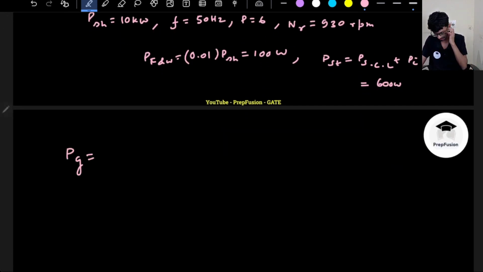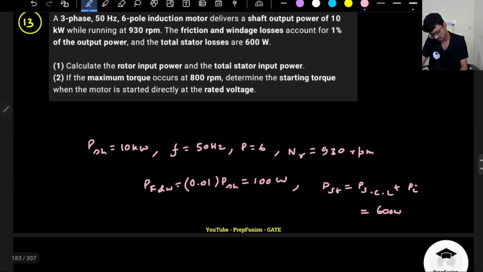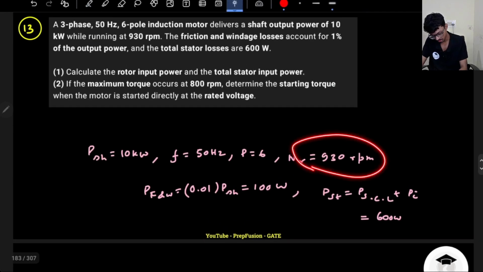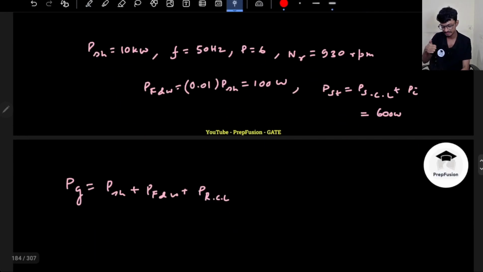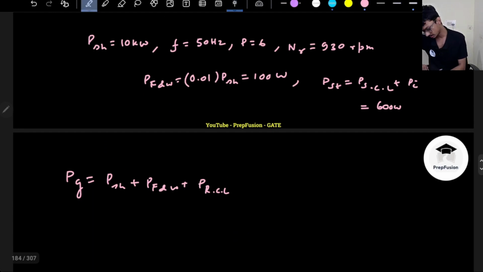What is the air gap power? Air gap power will be equal to the shaft power, output power, plus the friction and windage loss, plus the rotor copper loss. Do I know the slip? Yes, they have given me the rotor speed, so from the rotor speed I will be able to find out the slip. So what is the slip?